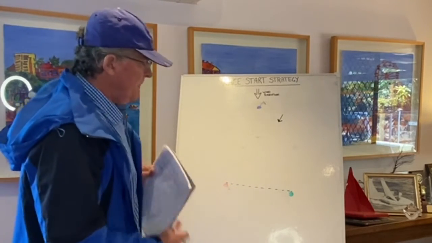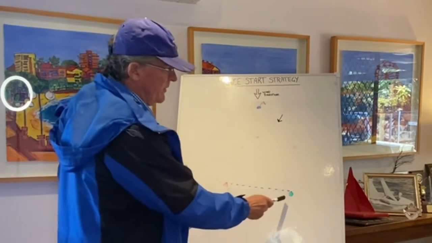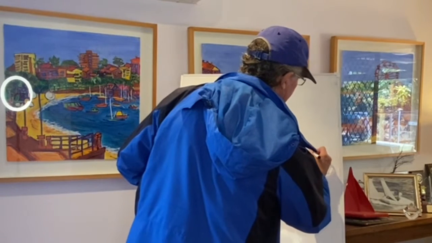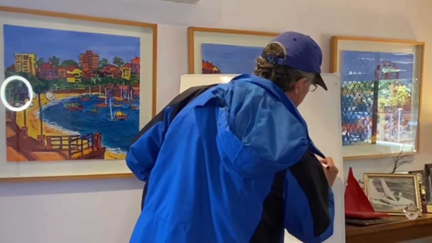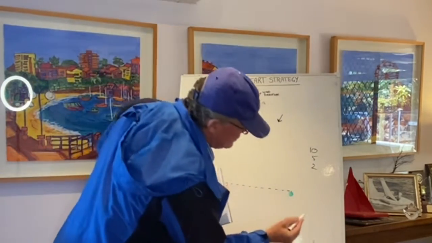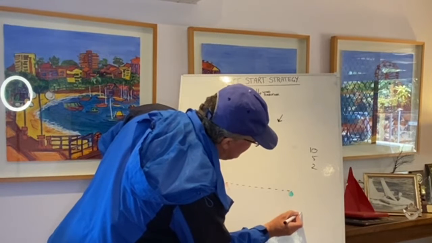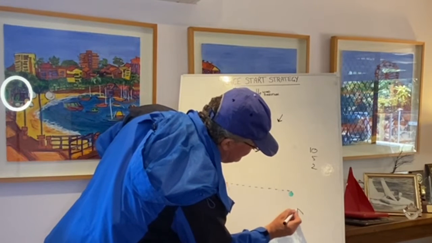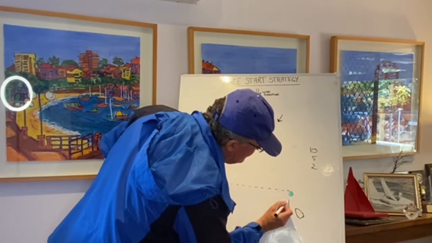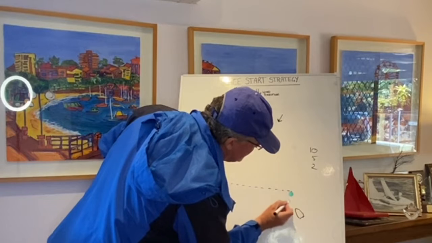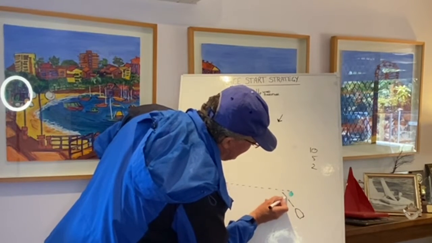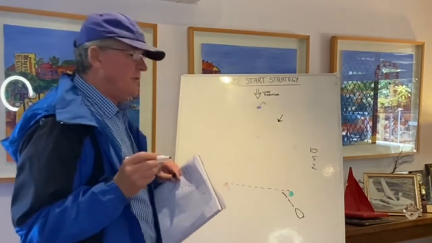Now, practicing your starts is very, very important. Where you want to be, you need to determine at 10 seconds, 5 seconds and 2 seconds where you want to be. So in this case, at 10 seconds we might want to be here, at 5 seconds we might want to be here, and at 2 seconds we might want to be here. Okay, so that's our preferred position.